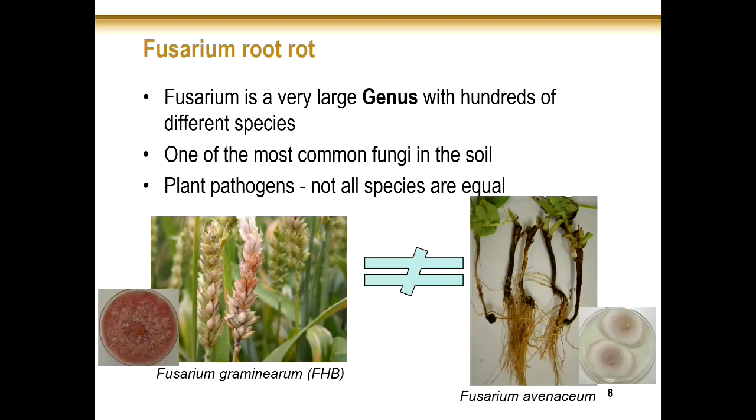And probably one of the most well-known Fusarium plant pathogens is Fusarium graminearum, which causes Fusarium head blight. So here I just want to stress that the Fusarium that causes Fusarium head blight is not equal to the Fusarium that causes Fusarium root rot. The species that we're primarily dealing with is Fusarium avenaceum, but there's actually a number of different Fusarium species that are involved, and I'll show you what some of those are in the next few slides.